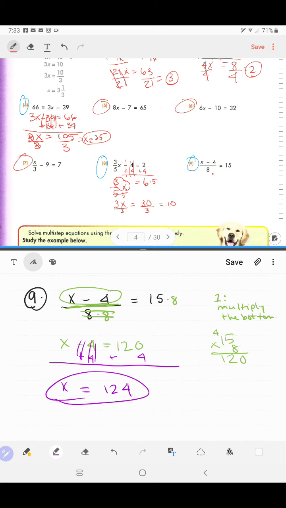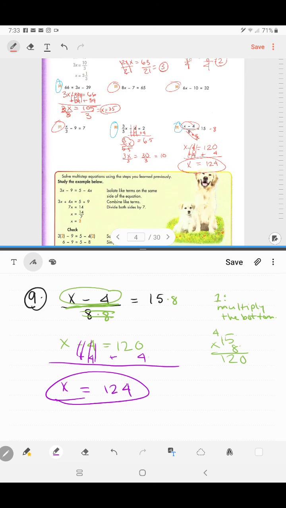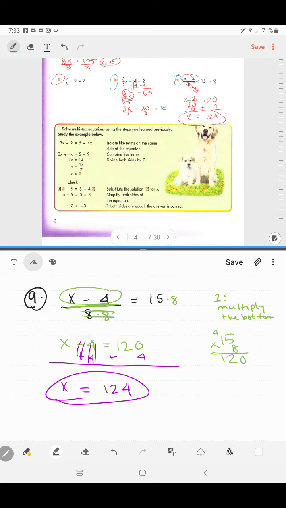Okay, so again, multiply the bottom. Cancel out the bottom. X minus 4 equals 15 times 8 was 120. And then move over the number by doing the opposite sign. Cancel out the 4. X equals 124. Okay. So you guys go ahead and do the ones that are there. Make sure you guys write this down.